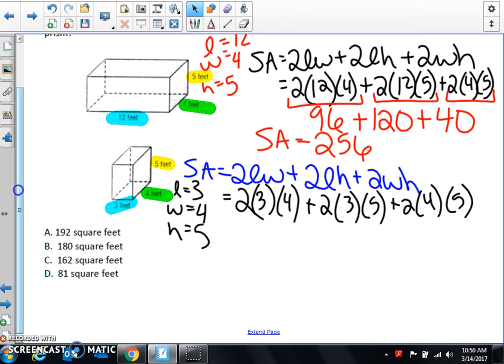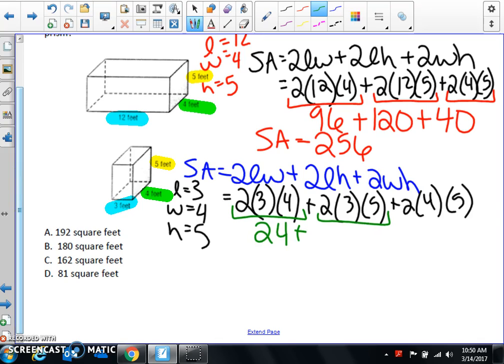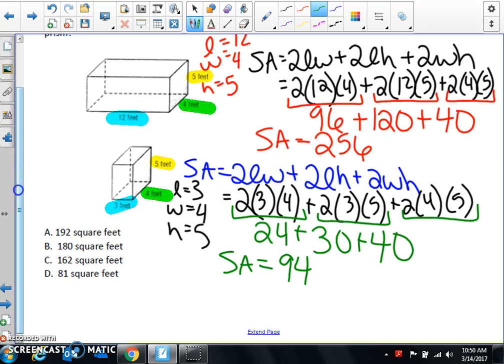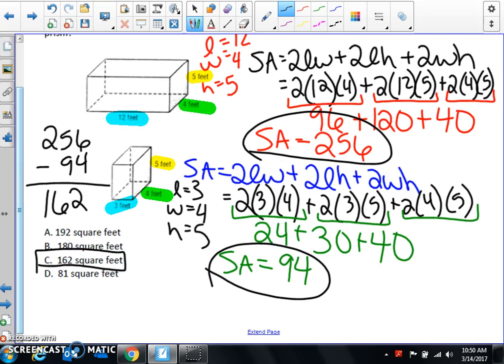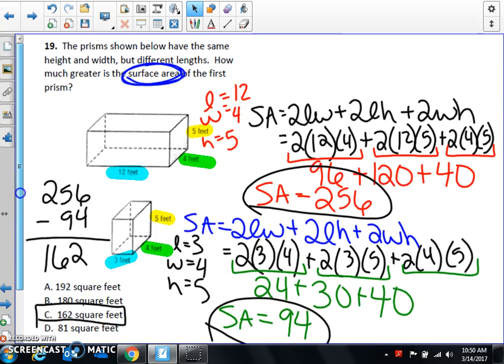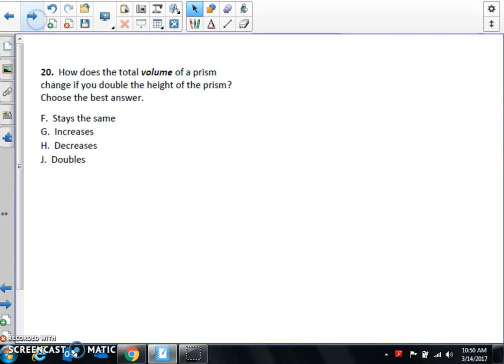Just like we did above, we're going to chunk it up. So 2 times 3 times 4 is 24, plus 2 times 3 times 5 is 30, plus 2 times 4 times 5 is 40. If you add them all up, you're going to get 94. Okay? Now, it says what's the difference between the two? So I need to take the first and subtract the second. So 256 minus 94 should give me 162. So it's 162 square feet difference. Remember, that's because this is a surface area. You have to calculate for surface area.